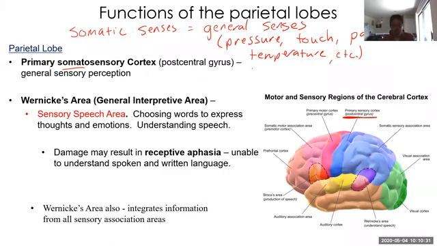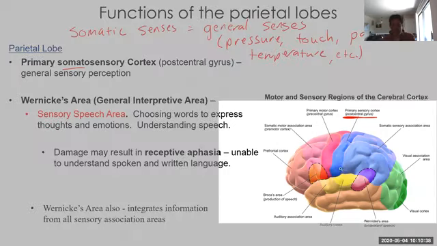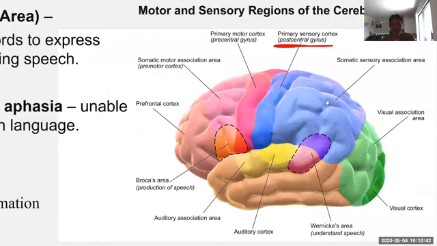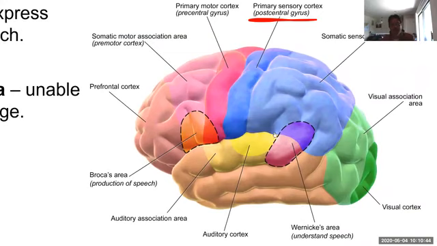Now, I do want to point out there's another area back here, and it actually has both sensory components and association components. Wernicke's area. Some people call it Wernicke's area, some people call it the Vernix area. Either one's fine. And this occurs at the junction between the parietal lobe, the temporal lobe, and the occipital lobe. And as we start to come back here, you're going to see this part of the brain is what I like to think of as the Wernicke's area or the Vernix area. We like to think of this as a sensory speech area.